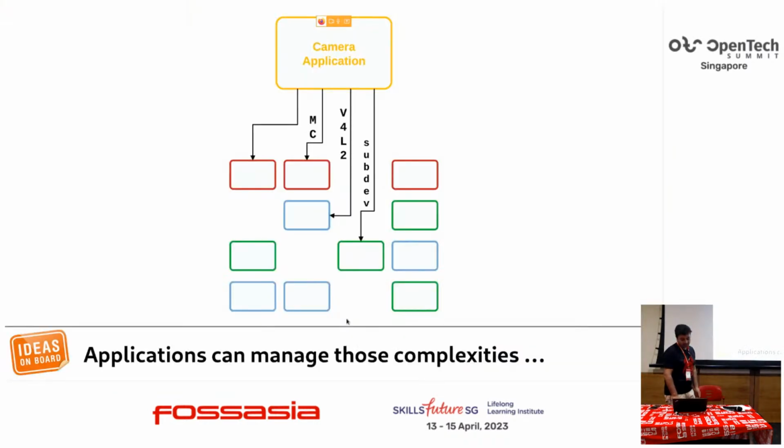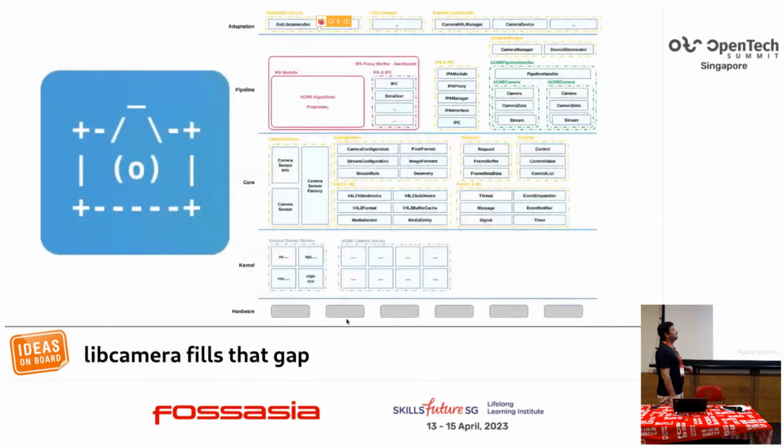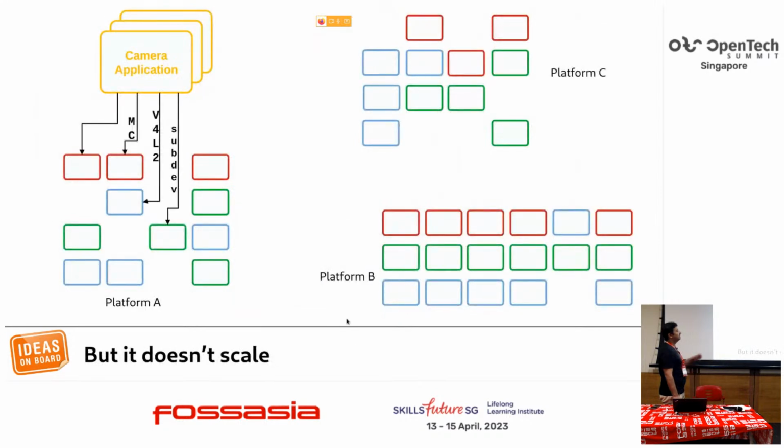So what are the challenges here? From the application point of view, applications can manage to a certain extent, but the problem is that it doesn't scale. You have an application and you have an underlying hardware. The application is very much tied to the hardware. It cannot be ported to any other hardware. For example, an application written for Raspberry Pi cannot be ported to Rockchip, or to more complex camera hardware like Intel IPU3. So applications were very tied to the hardware.